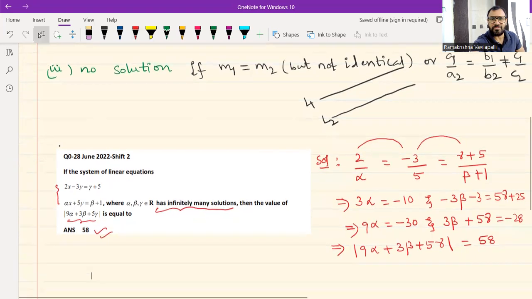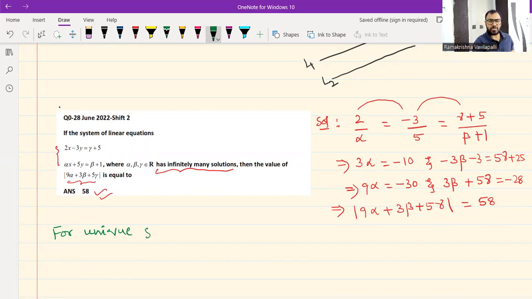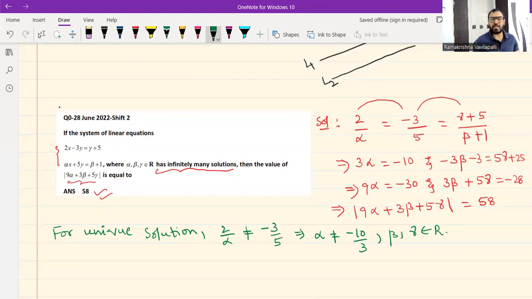So I'll solve this equation further like this. For unique solution, here I'm writing, for unique solution means the same equation can be solved for different categories. For unique solution, the slopes are not equal. For unique solution, 2 by alpha is not equal to minus 3 by 5. This implies that alpha is not equal to minus 10 by 3, irrespective of the values of gamma and beta. So here beta and gamma can take any real number, so they belong to R.